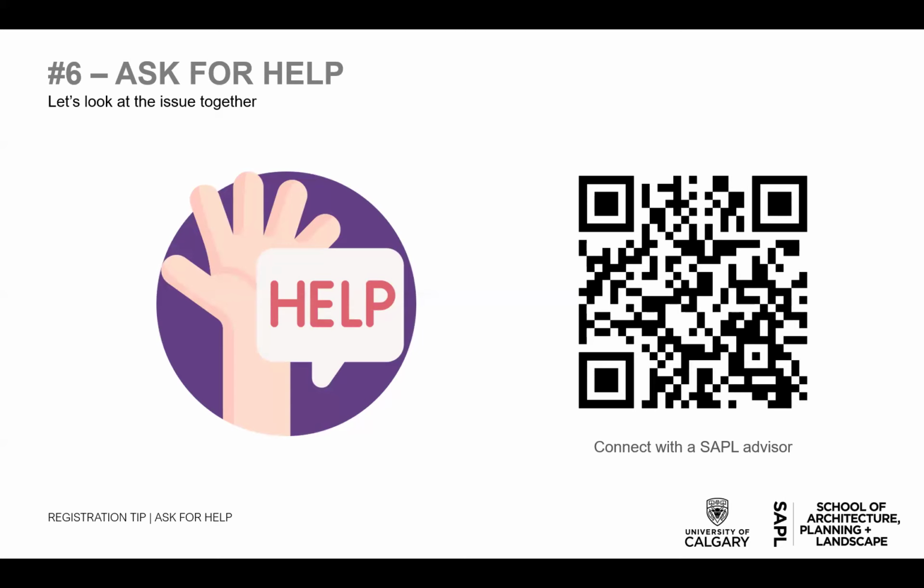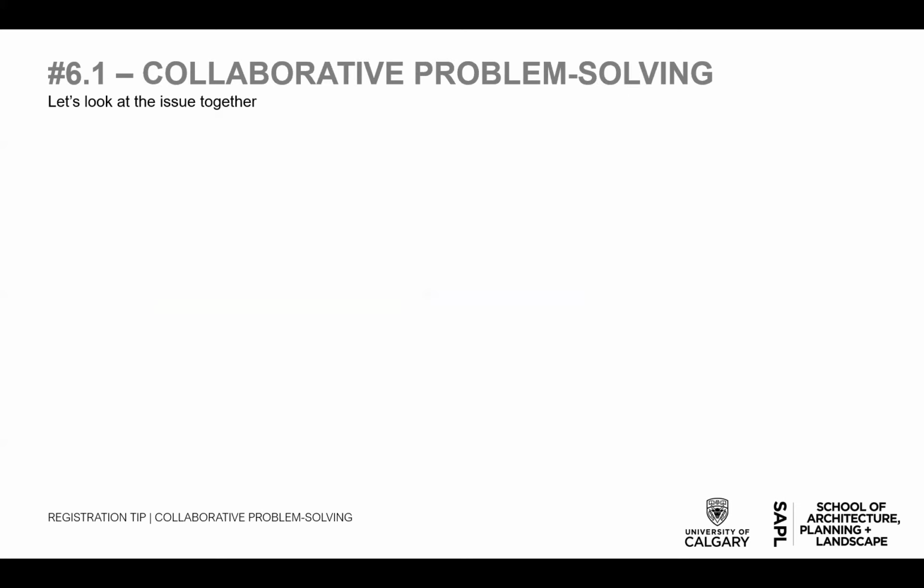Tip number 6, ask for help. If you've gone through the previous tips and tricks and still find yourself in a bind, don't hesitate to reach out. You can find more information via the QR code on the various ways to connect with me or another SAPL advisor. A bonus to the tip is knowing how to ask for help so we can work together to resolve the issue.